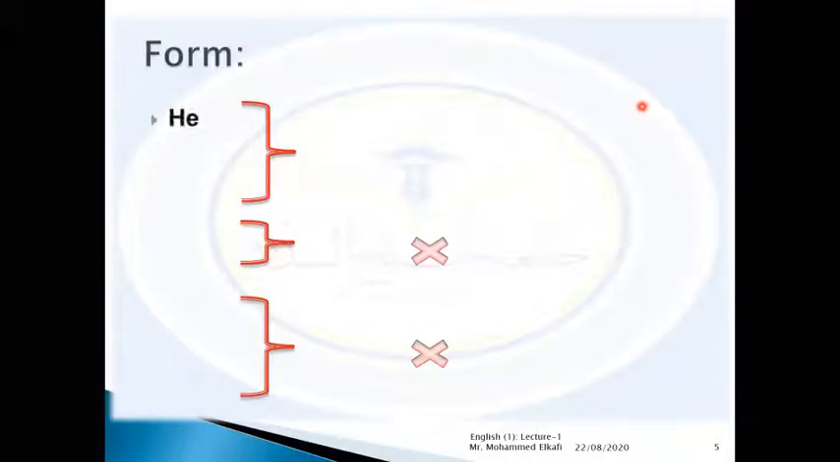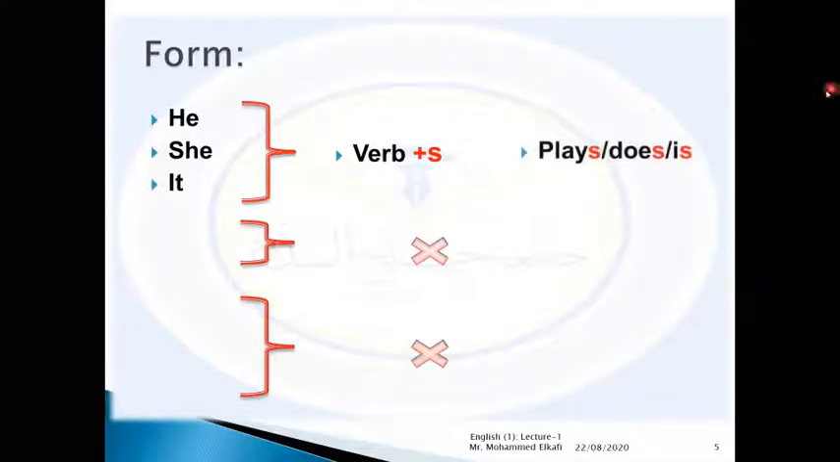So what about the form? Here we use, with he, she, and it, verb plus S. As in play, it will be plays, we'll say he plays, she plays, it plays, and he does, she does, and also it does. We are going to study from where we add this ES to do. And also we can say he is, she is, and it is, okay.